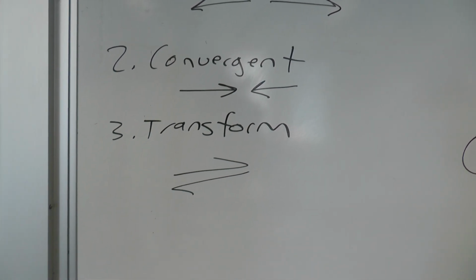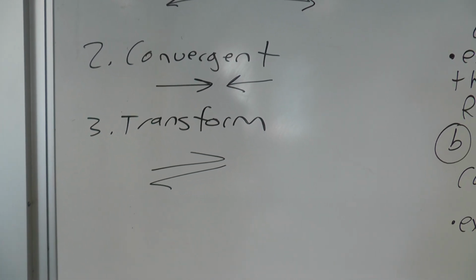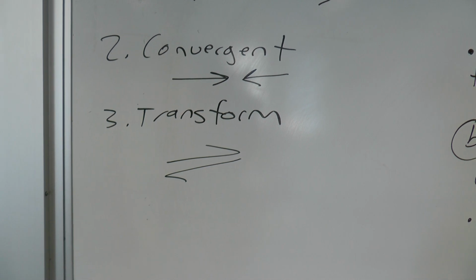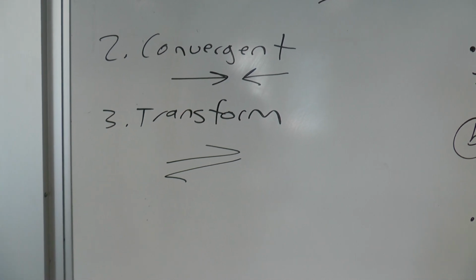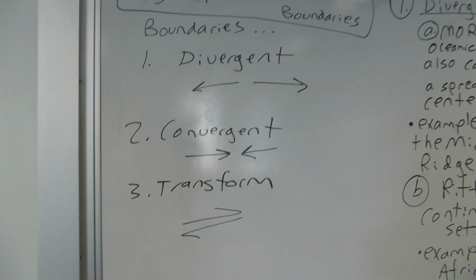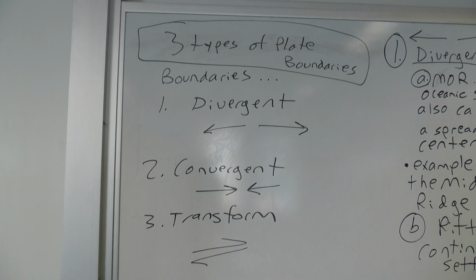And number three, we have transform boundaries, which we will see are plate boundaries where the plates are going to slide past each other. So notice we have the arrows here sliding past each other, going in opposite directions to represent our transform boundaries. Okay, so three major types of plate boundaries: divergent, convergent, transform.